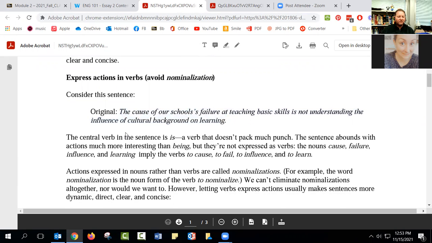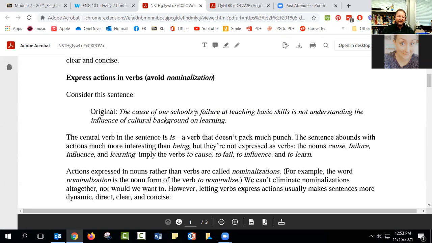The cause of our school's failure at teaching basic skills is not understanding the influence of cultural background on learning, right? And I can read this a few times, like, oh, okay, I get it. The cause of our school's failure at teaching basic skills is not understanding. Oh, the school not understanding the influence of cultural background on learning. And if I think about this, if I've read anything about this, I'm like, oh, okay, because people from different cultural backgrounds often learn different ways. And because the school doesn't recognize that, they're doing a terrible job at teaching basic skills, right?